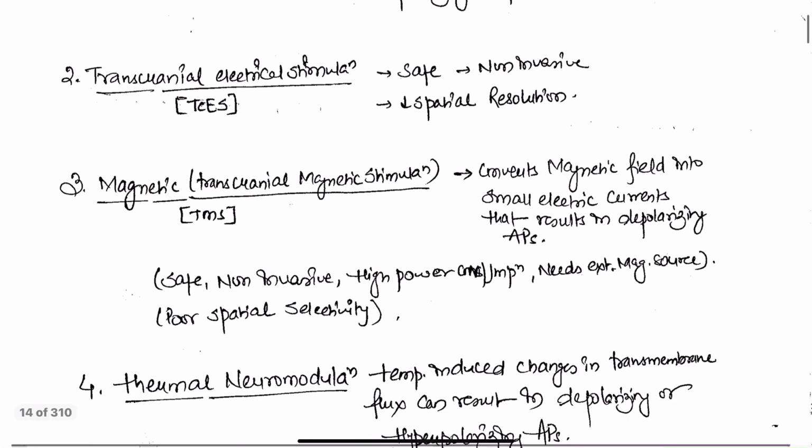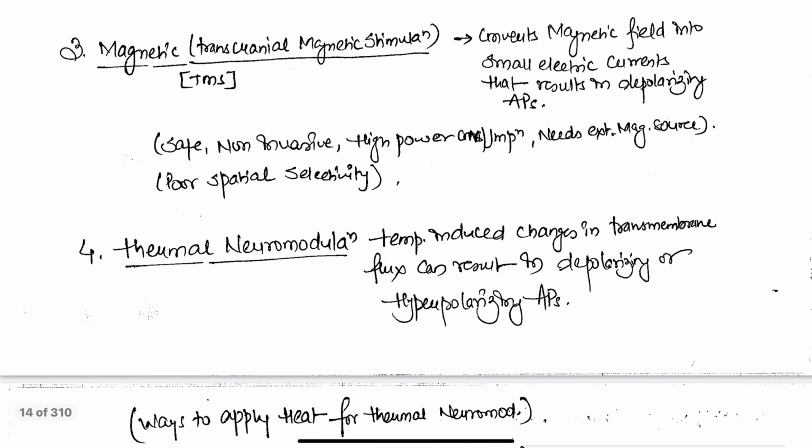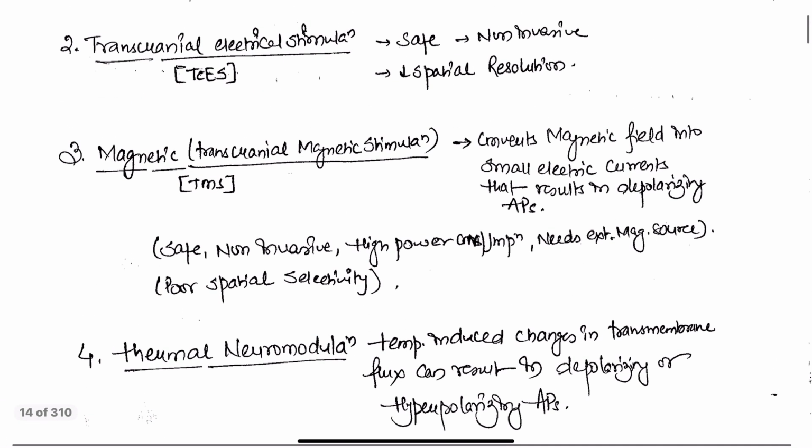Now coming to magnetic stimulation. Transcranial magnetic stimulation basically converts magnetic field into small electrical currents, and that results in depolarizing action potentials. It's safe, non-invasive, high power consumption and needs an external magnetic source. As you know, it is very poorly spatially selective compared to electrical stimulation.